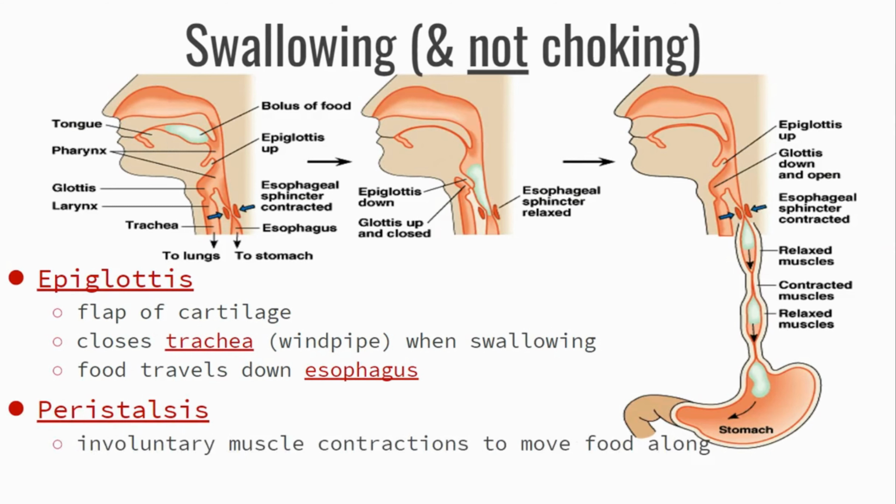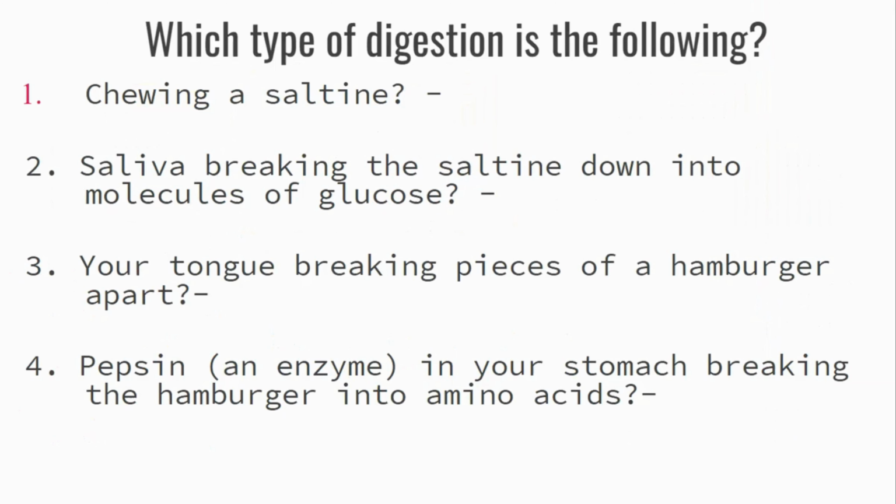Number two is peristalsis, which is involuntary contraction to move food along the alimentary canal, and that is from the esophagus into the stomach. Now, which type of digestion is the following? Chewing a saltine, saliva breaking the saltine down into molecules of glucose, your tongue breaking pieces of hamburger apart, pepsin, an enzyme in your stomach, breaking the hamburger into amino acids.